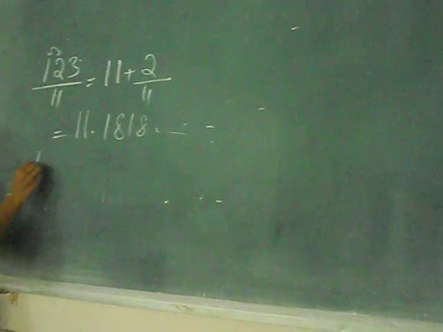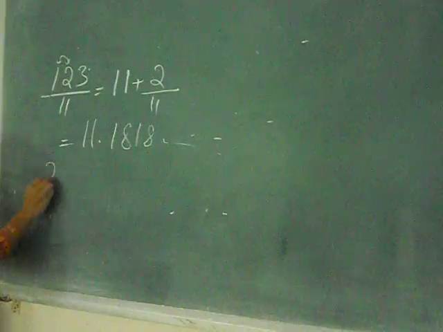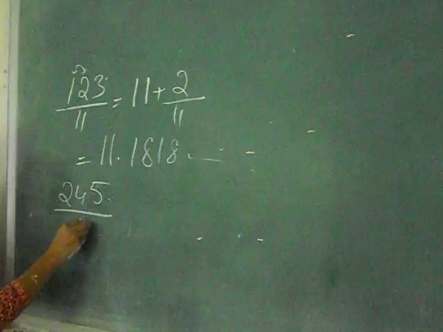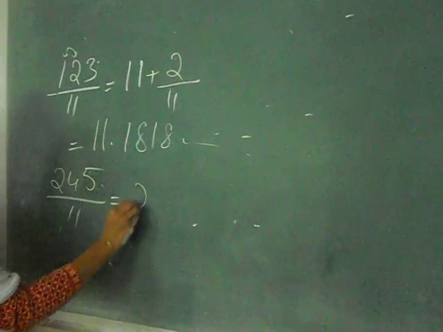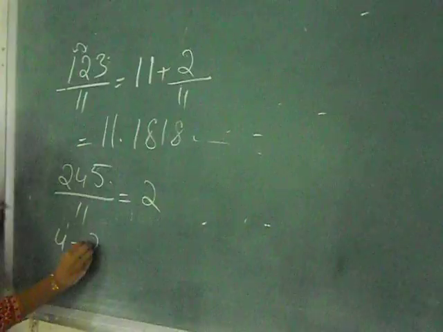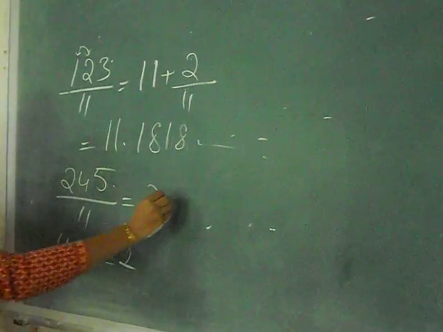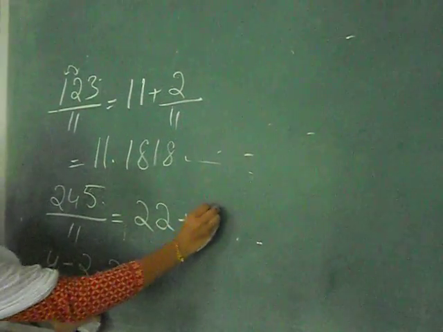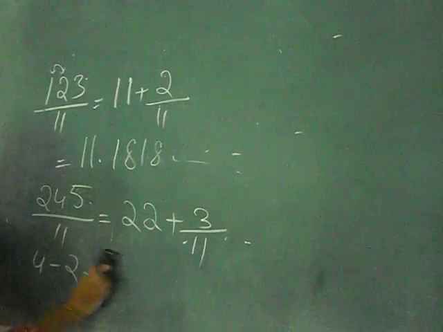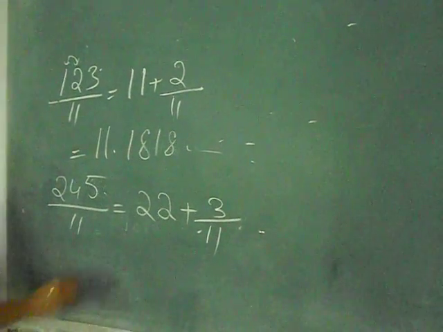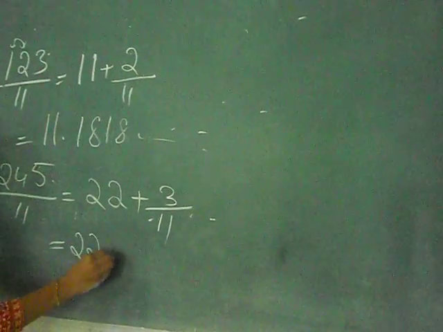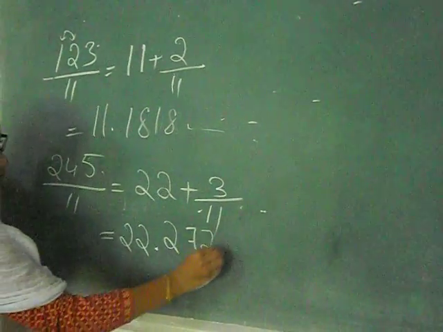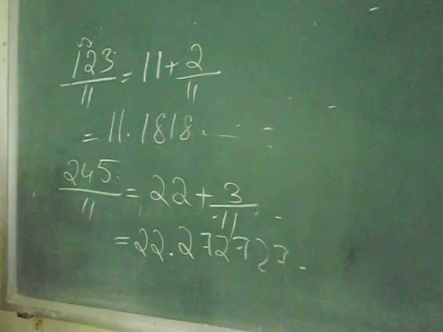Another example, if we divide 245 by 11, we just put the first digit as such, and the second digit minus the first digit will be equal to 2 in the second place, plus this answer minus the third digit, that is 5 minus 2, 3 by 11. So we can convert this mixed fraction as 22.3 minus 1 is 2, and 10 minus 3 is 7. 2, 7, 2, 7, etc. Thank you.